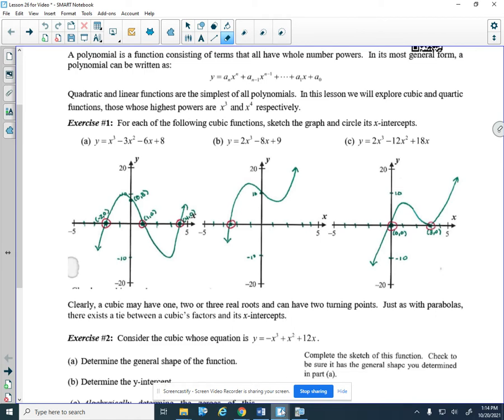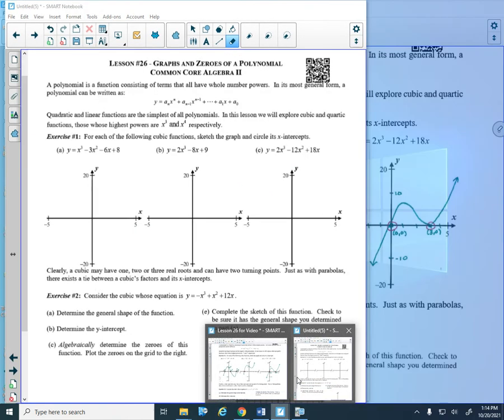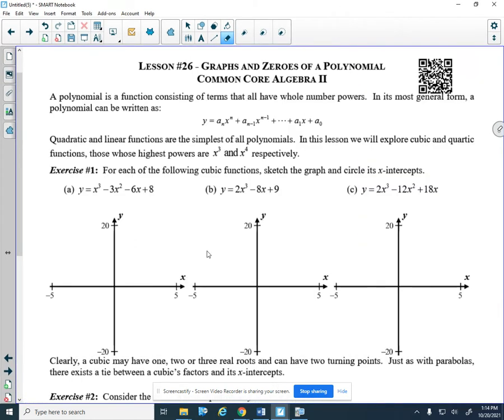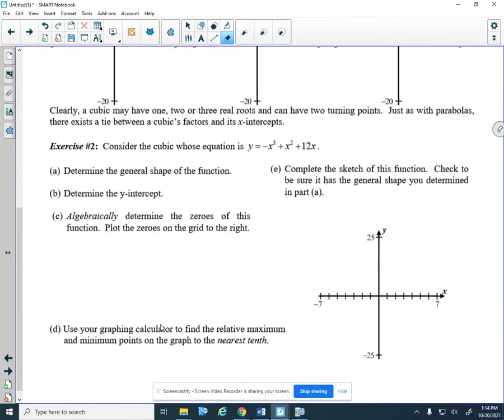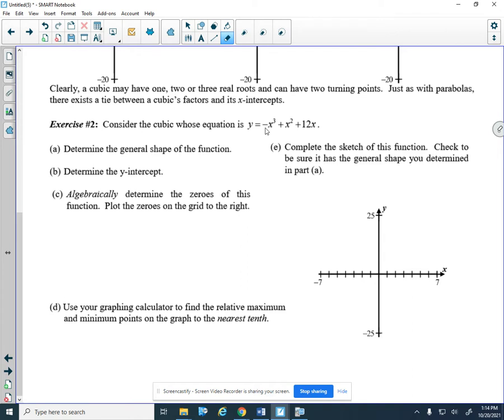So in the next problem, I'm going to go back to my blank one. We're going to look at our first cubic. So this is -x cubed plus x squared plus 12x. The general shape of the function, and this goes back to that first lesson about power functions and behaviors. Because this is an x cubed graph, I know that the 2 arrows go in opposite directions. Because it's -x cubed, I know it's going to go down.